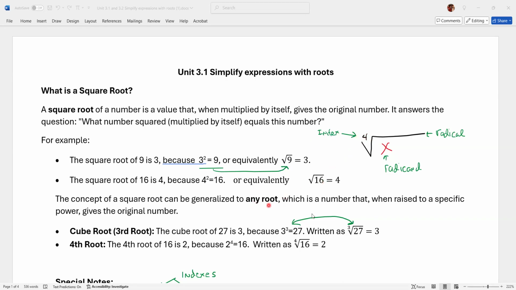So for example, down here, I have the cube root of 27. So they're asking what number multiplied by itself 3 times is equal to 27. The answer is 3 because 3 cubed is 27.